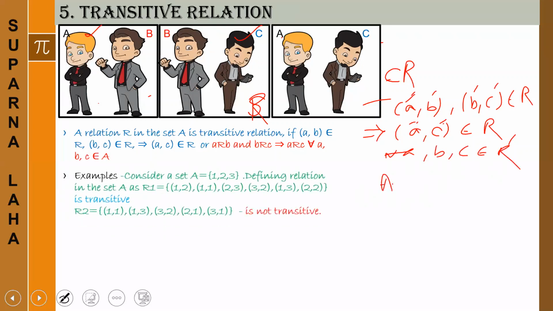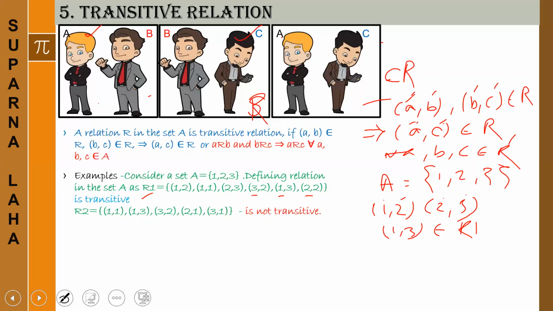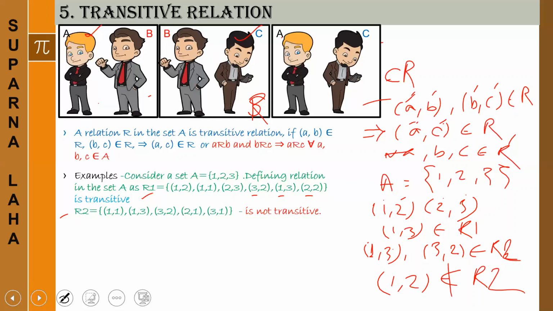So take any example. Here I'm taking A as {1, 2, 3}. Now check the first, R1. Here (1, 2) I'm taking, and (2, 3). So first-second, second-third. So (1, 3), if it belongs to the relation, then it's a transitive relation. You can check for (1, 3). It also belongs to the relation R1. You can check this transitive property for each and every element present in this relation, and it will be a transitive relation. Now for R2, (1, 3) and (3, 2) belong to R2. Now first, second, third. Now first and third, (1, 2), does not belong to R2. Hence, it is not a transitive relation.